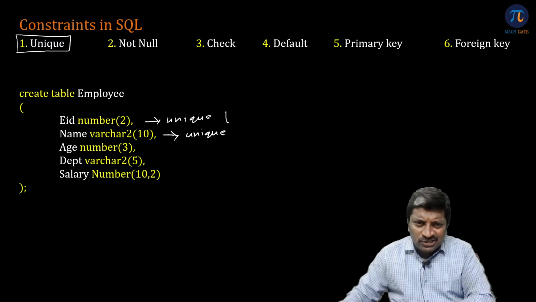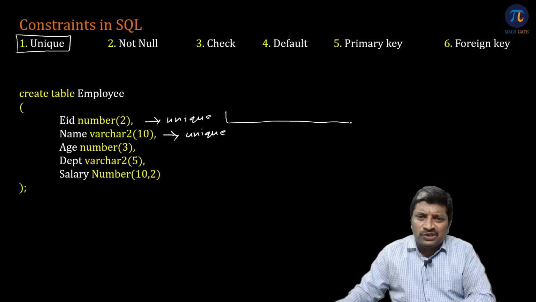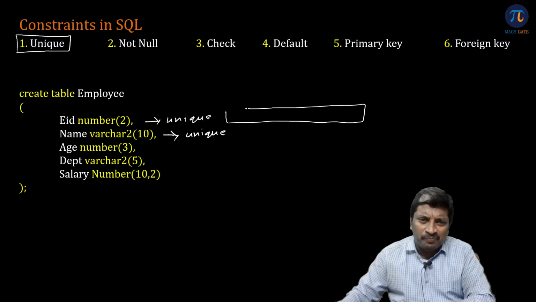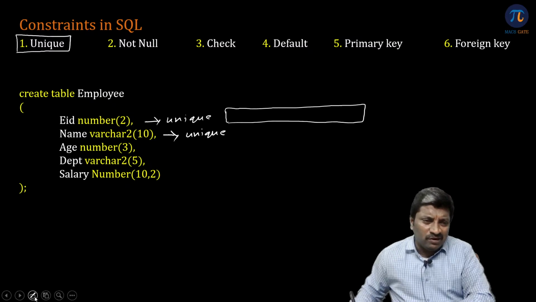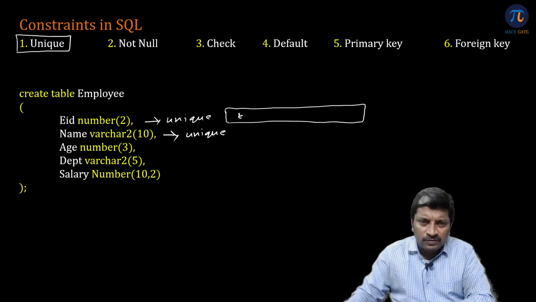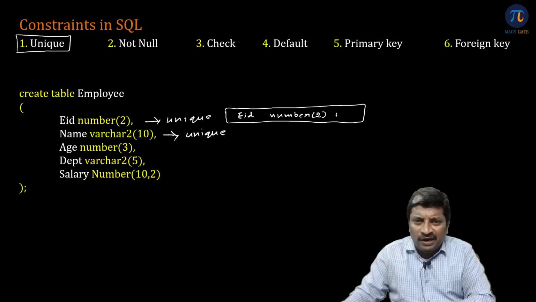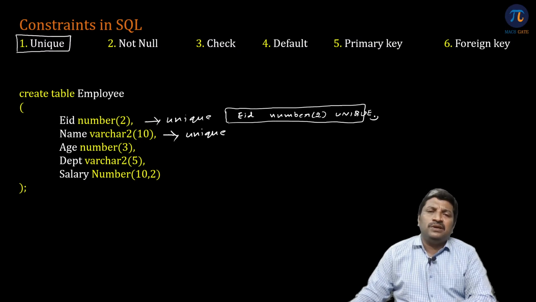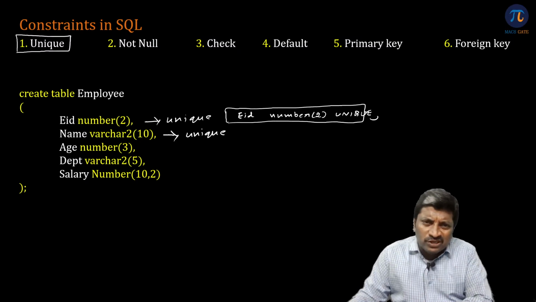Suppose this is my requirement. Then instead of specifying simply EID number of 2, what I do is employee ID number of 2. At the end, you specify unique, comma. That's it. Like that, for any attribute you can specify, sir.